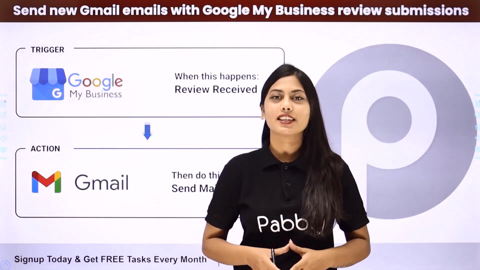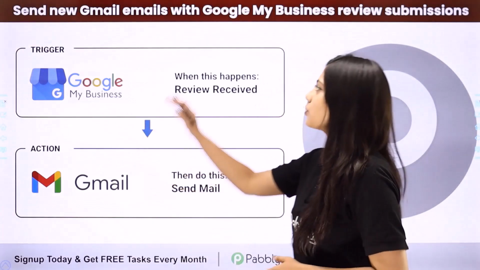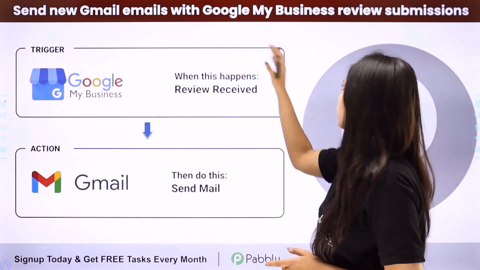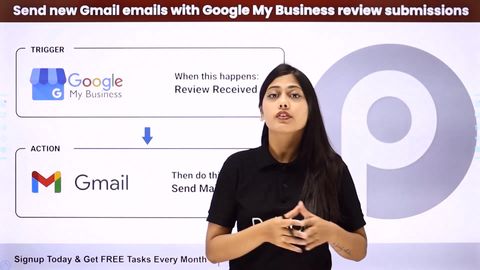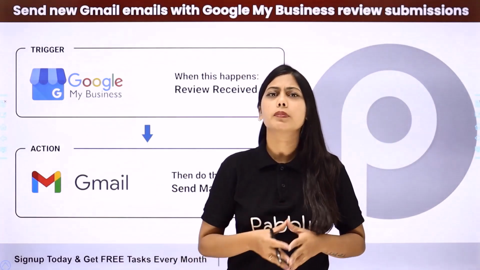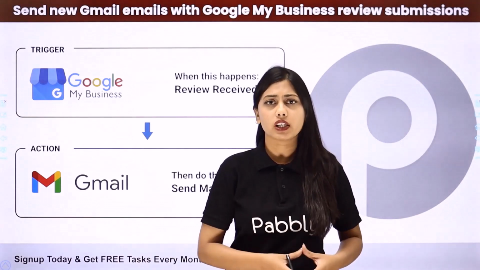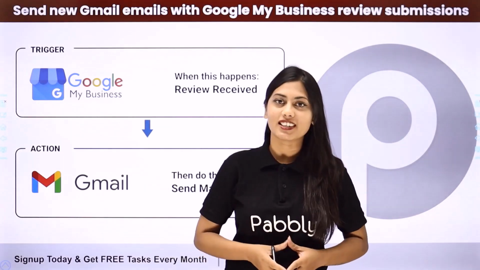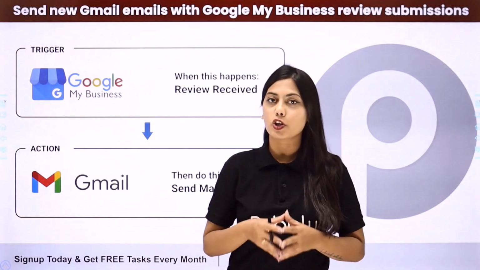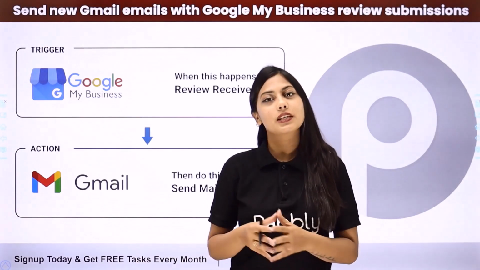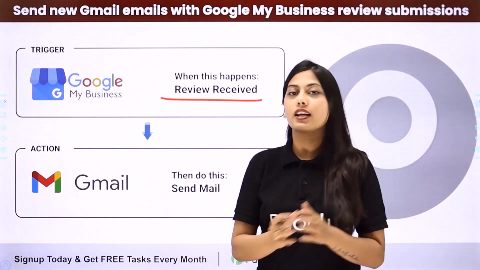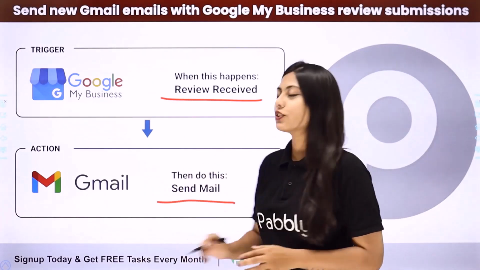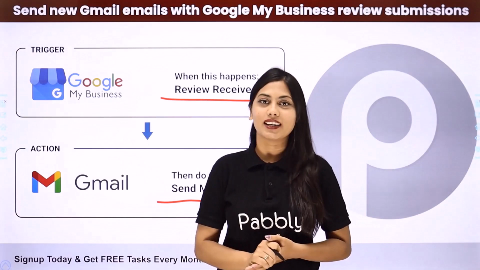Hello everyone, in this video we are going to learn how to send new Gmail emails with Google My Business review submission. So as soon as your Google My Business receives a new review, a mail will be sent as a notification to the support team so that a quick reply can be generated. All of this can be done using this automation that we will be creating using Pabbly Connect. In this automation, our trigger will be the review received and our action will be to send mail via Gmail. Let us learn how to do that.